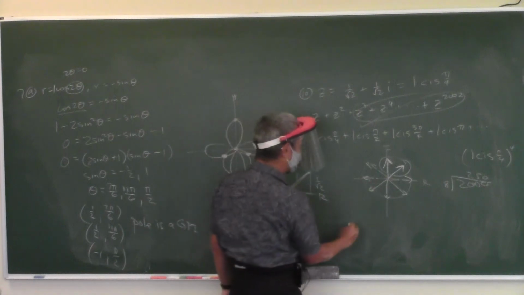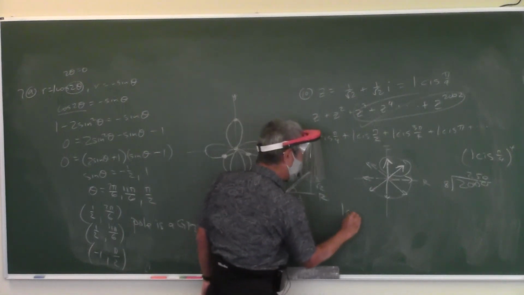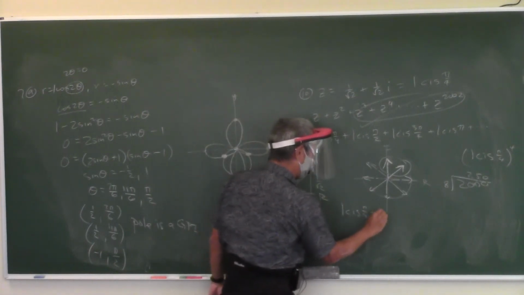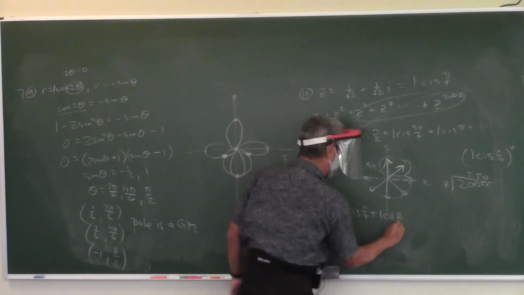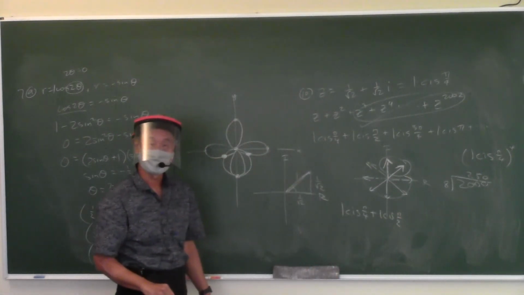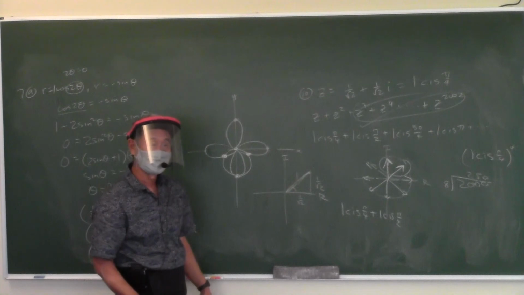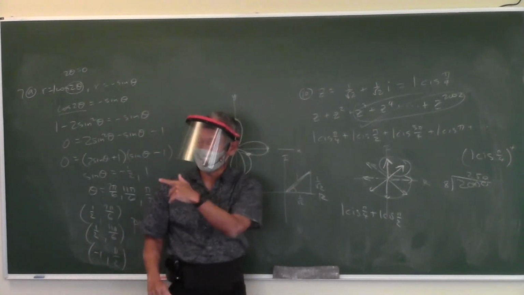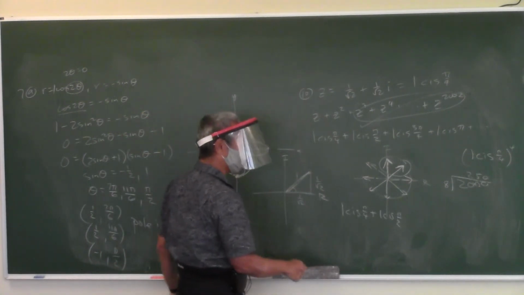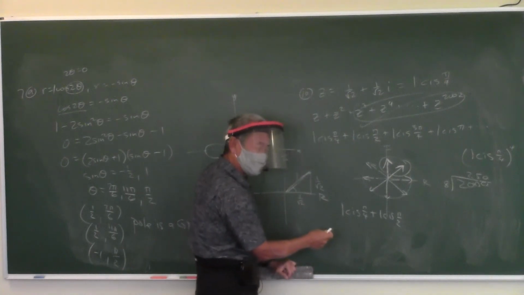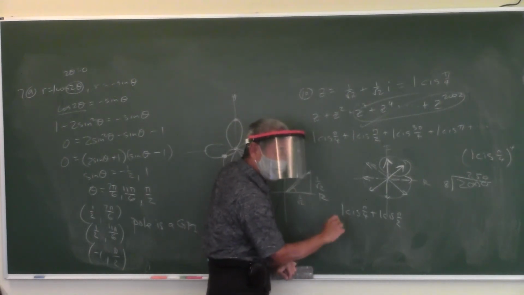Okay, so the answer is 1 cis pi over 4 plus 1 cis pi over 2. These are the two that are left over. Everything else canceled out. Now you gotta change it back into a plus bi form. Let's do this so we can go to lunch. Okay, how do you change it? Are you guys good at changing it back yet?